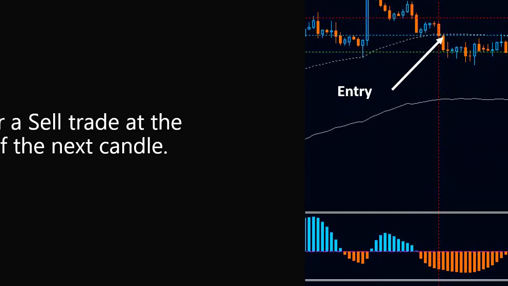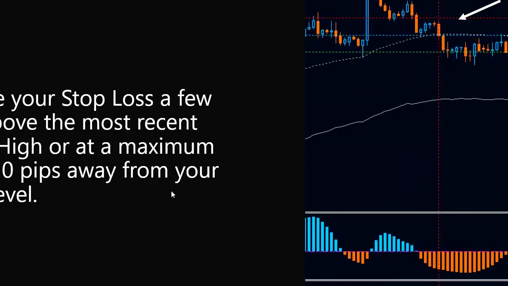We're going to enter a sell trade at the open of the next candle, in this instance, where it's pointed out in the arrow. And all our conditions have been met. Now we're going to place our stop loss a few pips above the most recent swing high, or at a maximum of 20 to 30 pips away from the entry level.